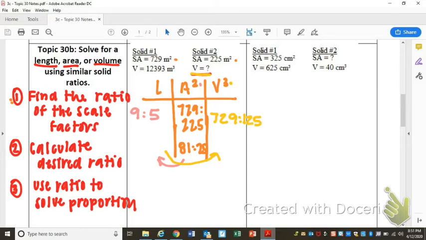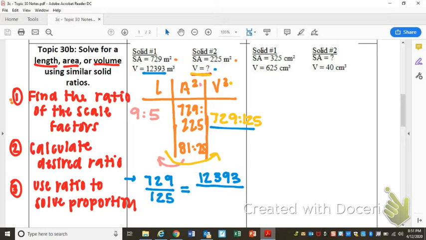All right. So once we have that desired ratio, we can go ahead and set up our proportion. So we know that we can turn this into a fraction. So that's going to be 729 over 125. That's going to equal, we know that we want the larger one on top because that is our larger number here. So the larger solid is going to be, the volume is 12,393. Whoa, that's big. All right. So then we want the smaller one on the bottom, and we are not sure. That's what we're looking for.